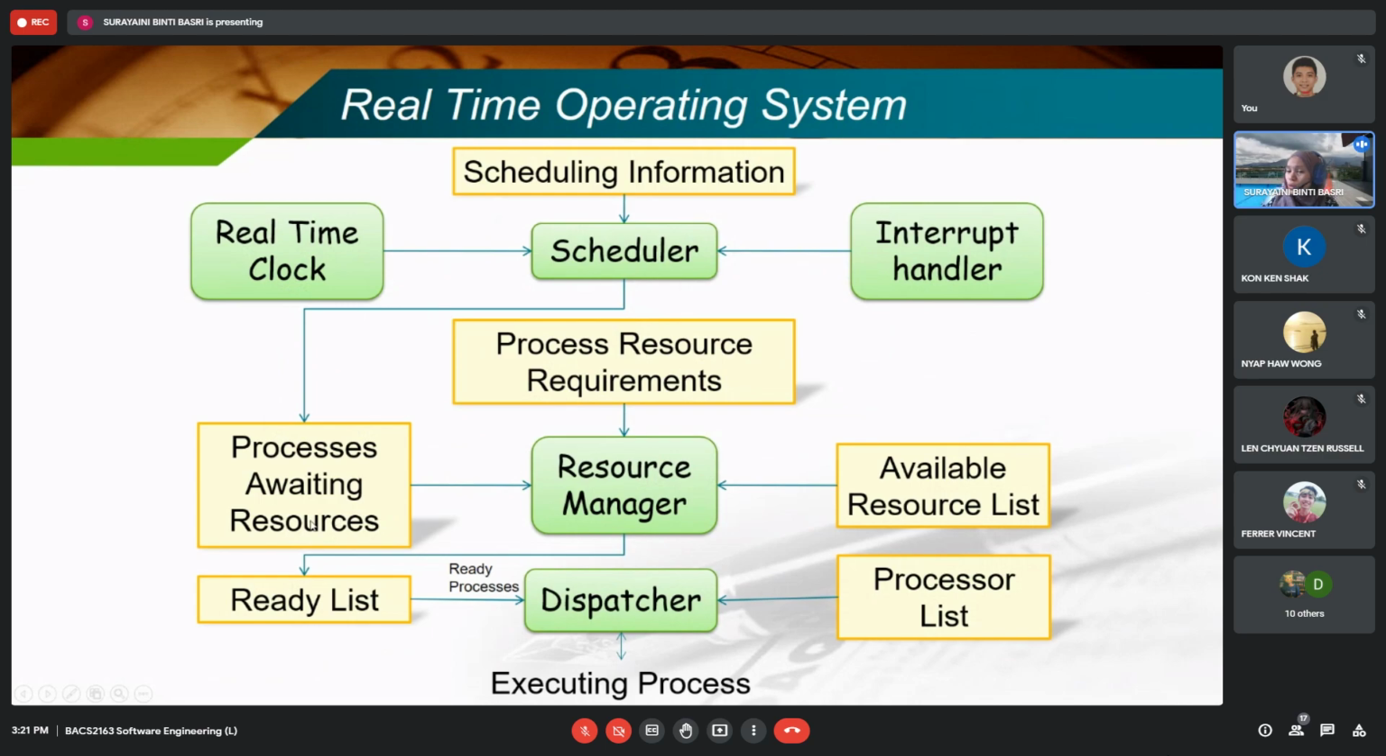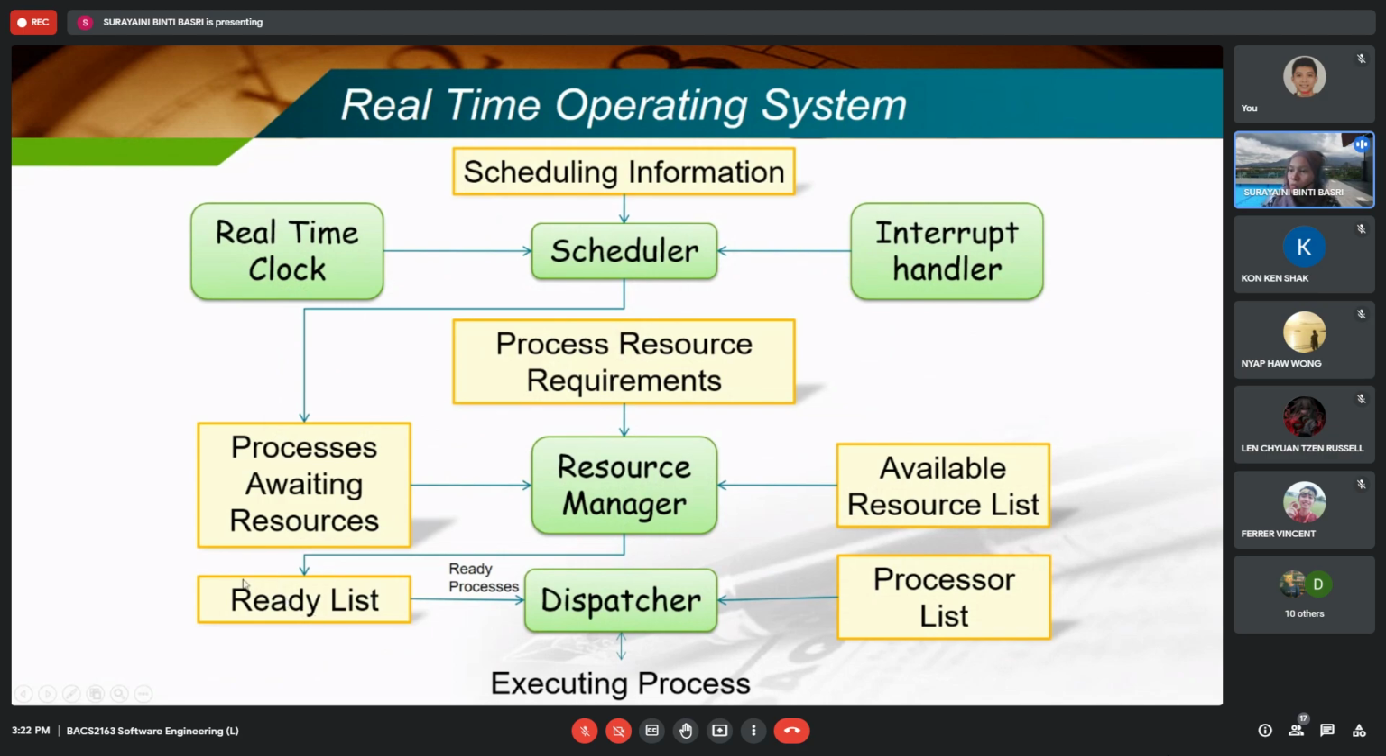Each of the resources waiting here, it will check the requirement, and then it will also check the available resource list. Based on that information, it will come out with the ready list. The resources waiting here are the stimuli. The available resources list here is the response. So the resource manager will generate the ready list.